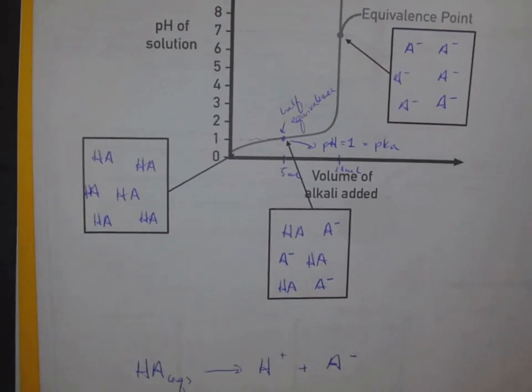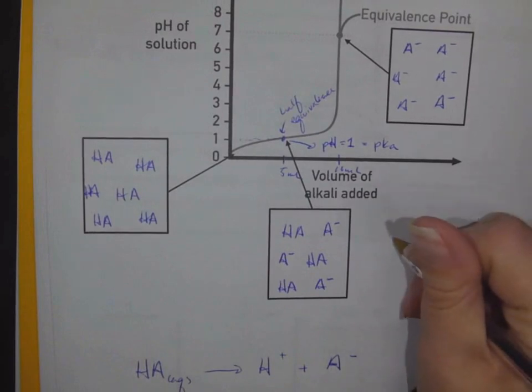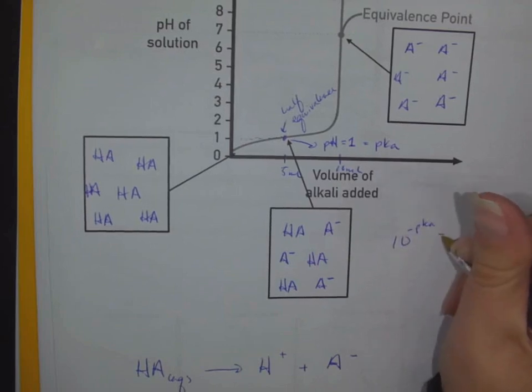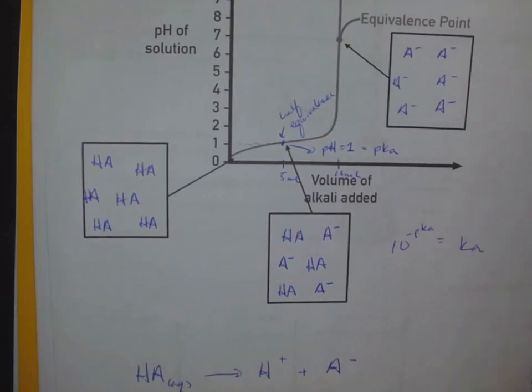Just a reminder, if you then needed to solve for the Ka, you would do 10 raised to the negative pKa, and that equals your Ka value. Okay, let's keep going.